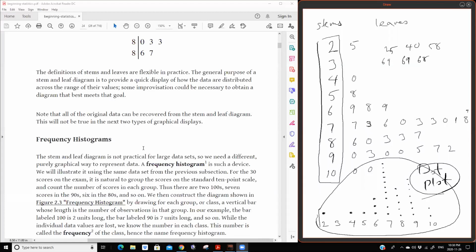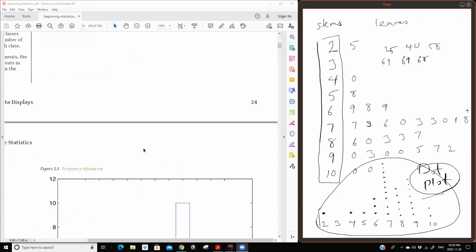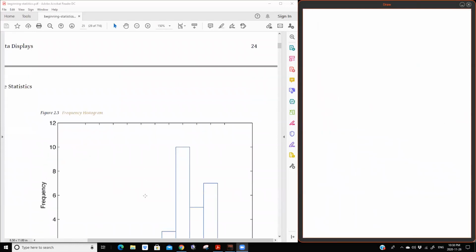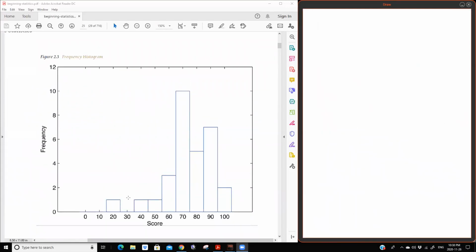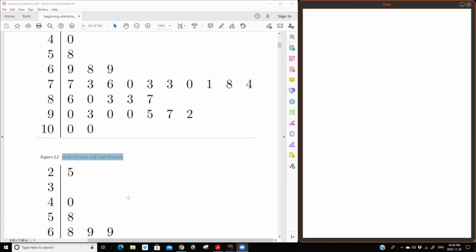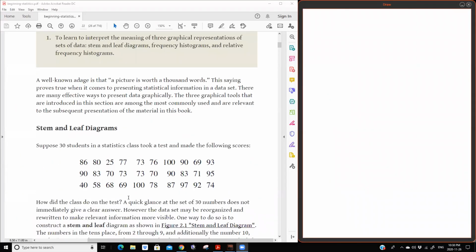Okay, now what is a frequency histogram? Imagine for the same data, I want to create a histogram. With a histogram, first you need a frequency table, and you need something called bins. And what are bins? Bins are intervals where your data goes.